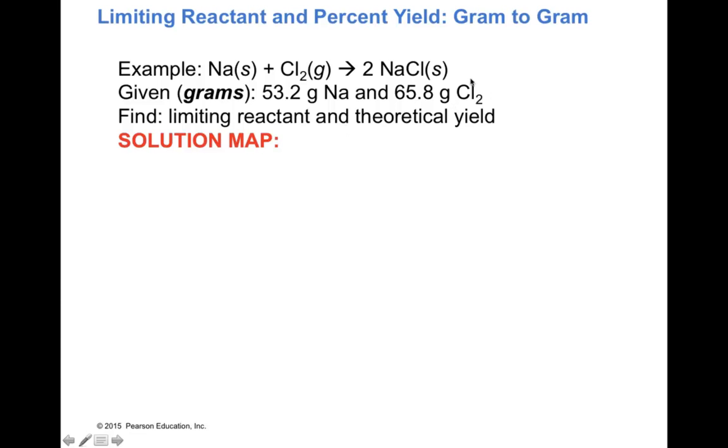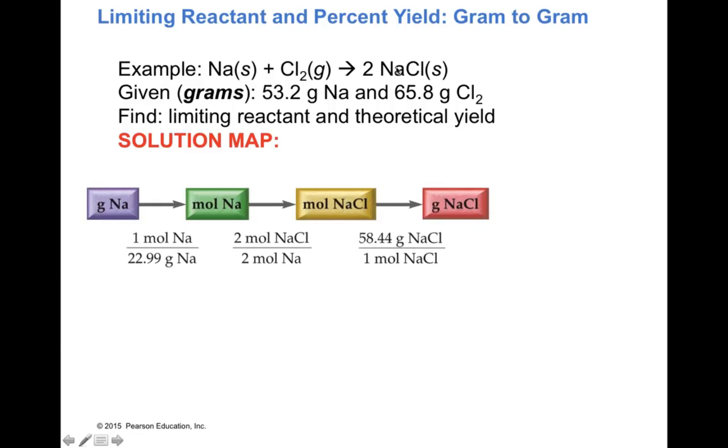We have the mass of chlorine, so we need to turn the grams of chlorine to the moles of chlorine, and then the moles of chlorine to the moles of sodium chloride, and the moles of sodium chloride to the mass of sodium chloride. In other words, we have here the solution map: grams of sodium, moles of sodium, moles of sodium chloride. We need to change these units by using the molar mass of sodium. Then from moles to moles, we use the conversion factor obtained from the chemical reaction.